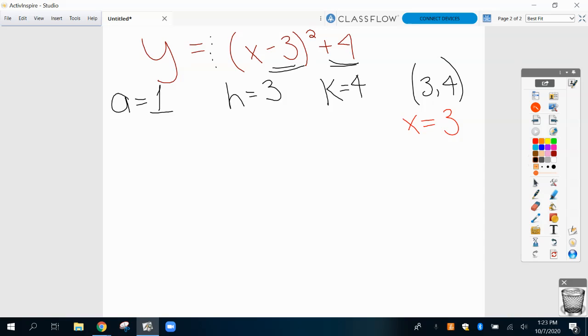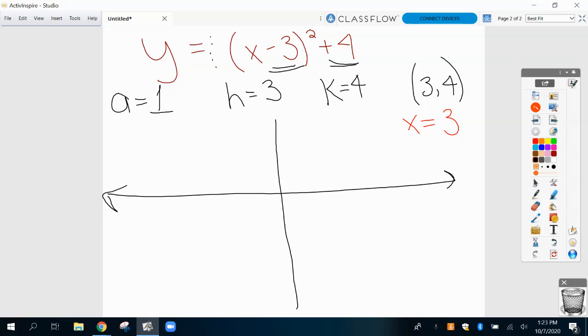Okay, I'm just going to create a quick coordinate plane here. We are first going to plot the point 3 comma 4. So I would just go on my coordinate plane to the ordered pair 3 comma 4. Now, this is just something you're going to want to write down in your notes.